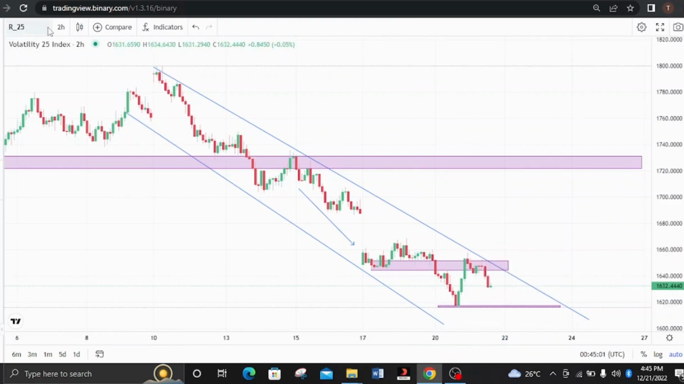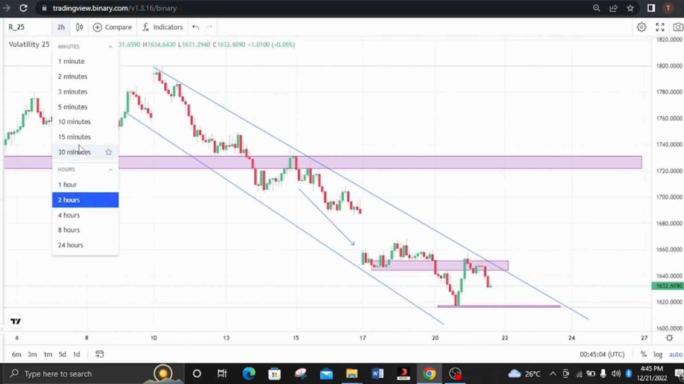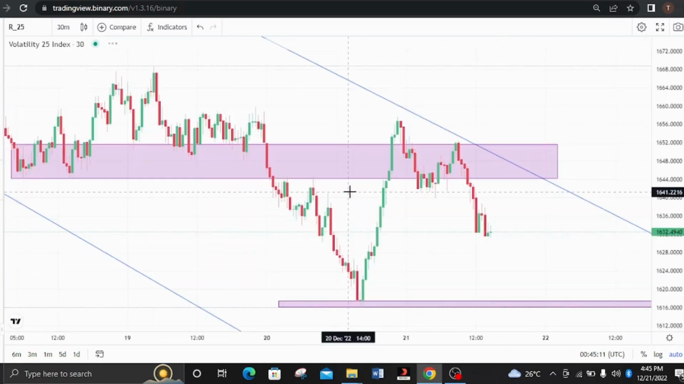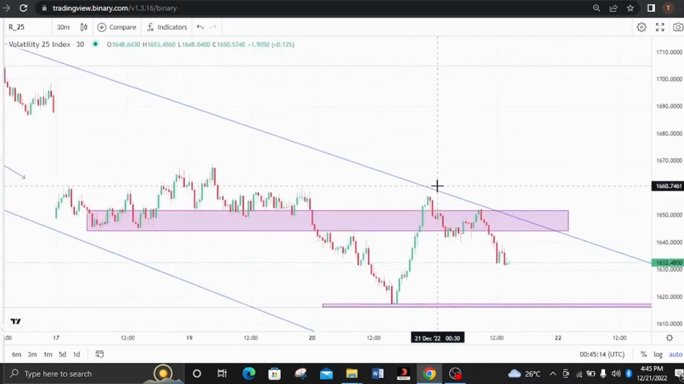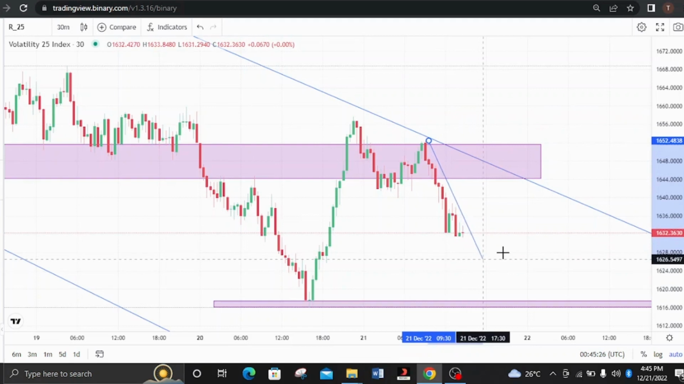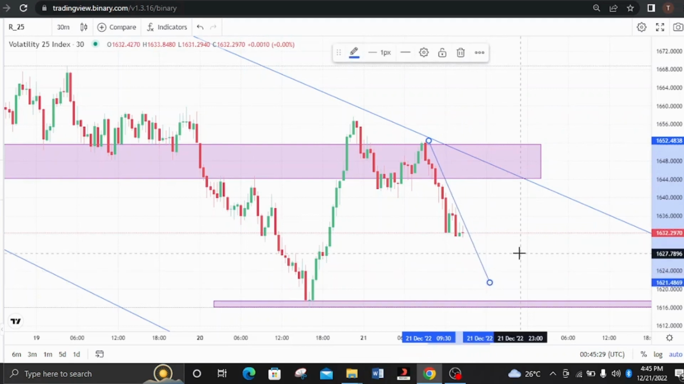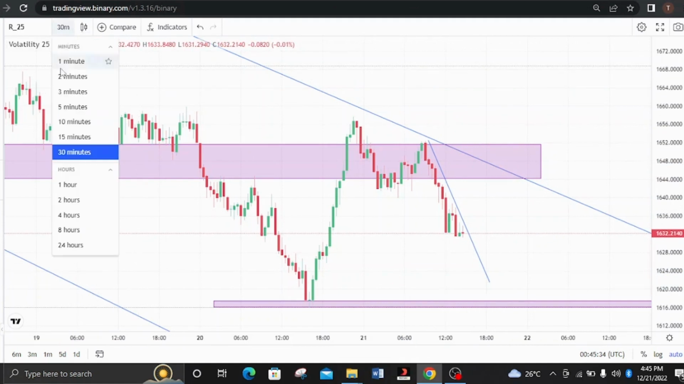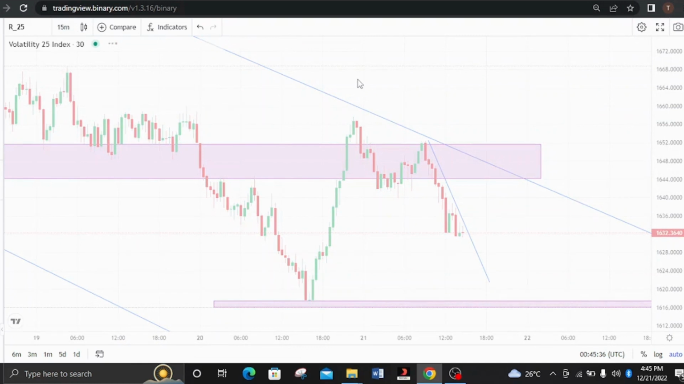Okay, let's look at the 30 minutes time frame to have a better view of what is going on. Over the 30 minutes time frame, you can see that we have what we call a trend line within a trend line. A trend line within a trend line. I think it would be more visible over a 15 minutes time frame. Yeah, it would be more visible.